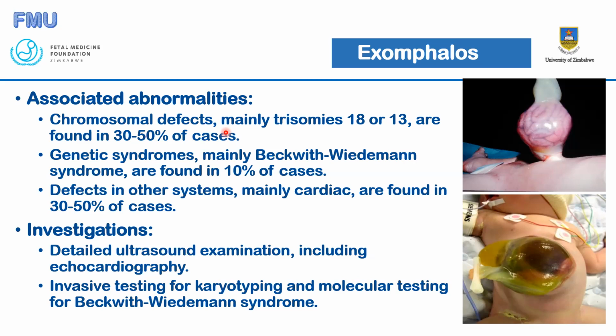Then in terms of the investigations we have to do, we need to do a detailed ultrasound examination, including fetal echocardiography. Then, as we have already said, we need to do karyotyping to rule out trisomy 18 and 13 or other aneuploidies. Then we also need to do molecular testing for Beckwith-Wiedemann syndrome.